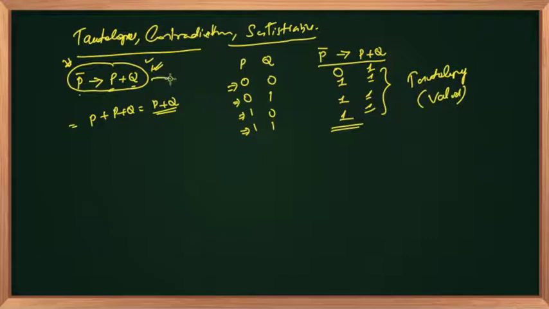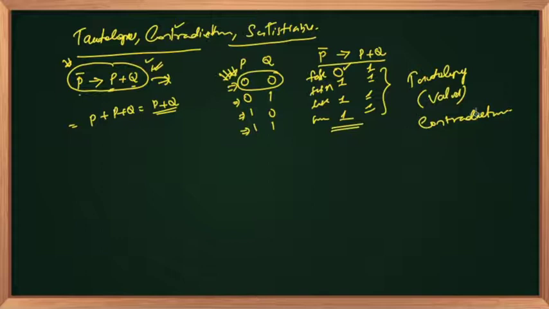Okay, so this expression is not a tautology, because for the input 0, 0, it is not evaluating the output as 1, right? So it is not a tautology. Now, the same way, what is contradiction? We say the given propositional statement is a contradiction if for every combination of the input, we are always evaluating it as false, then we say that that propositional statement is a contradiction. Here the given propositional statement is not a contradiction, because we have at least one row which has the value true, right? So if all the values are 0, then we can say it's a contradiction.